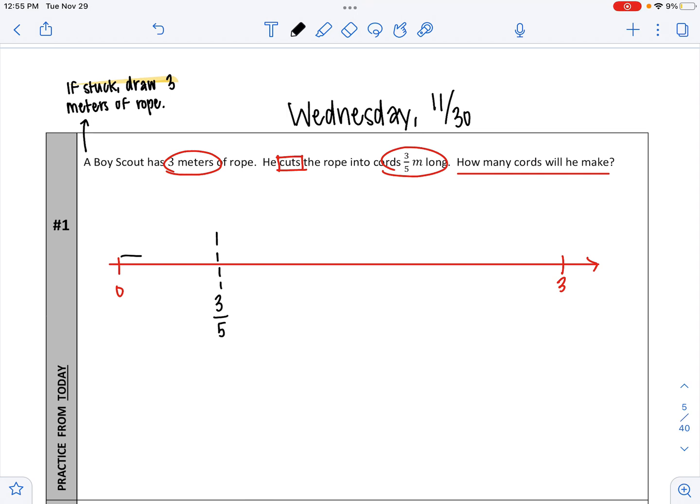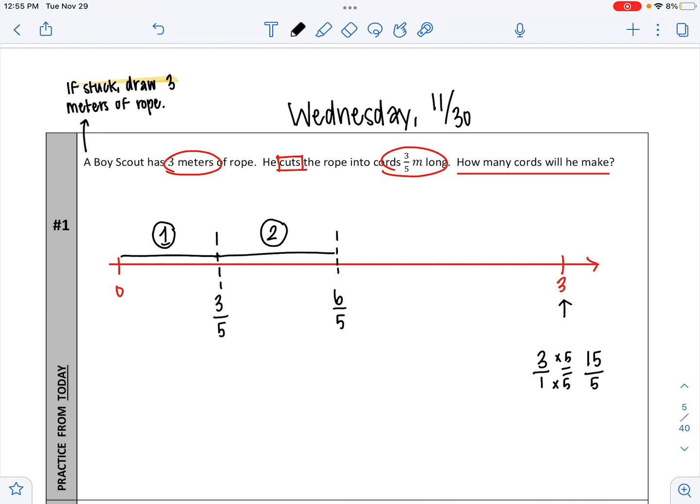That's how long each cord is, so I end up with 1 cord, 3/5 of a meter. Now, to cut my second cord, I need 6/5 of a meter. And you'll need to keep counting how many groups of 3/5 you can get before you get to 3. Now, remember, 3 over 1, because we have 3 wholes, is the same thing as 15/5, because 3 times 5 is 15, and 1 times 5 is 5.